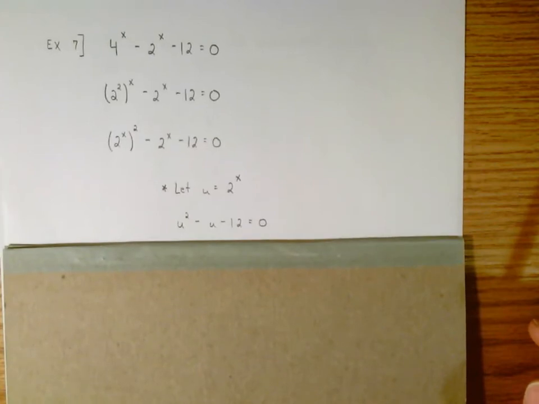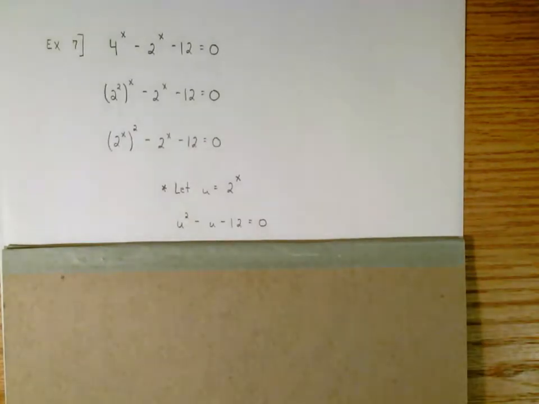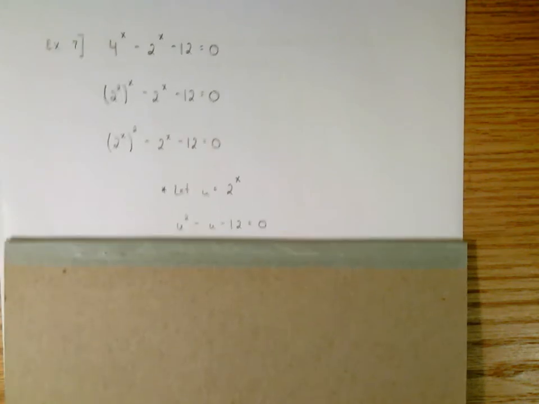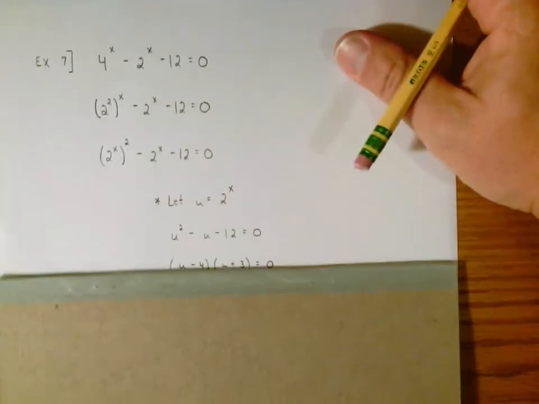In doing so, now we're back in the world of quadratics. Okay, I realize this is a much simpler equation than the one we had a moment ago. I'm going to solve this by factoring and using the zero product property.